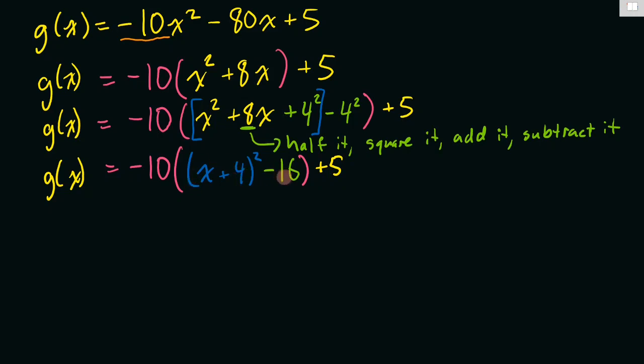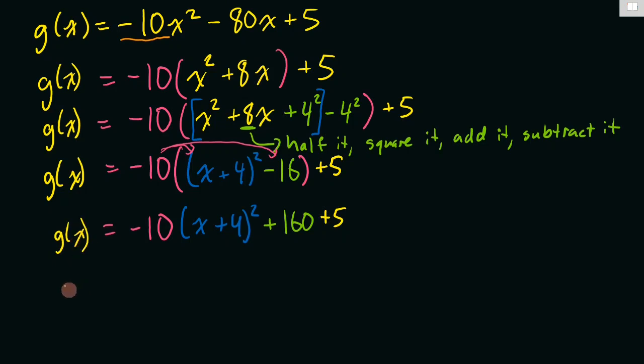Now we don't quite have it in vertex form because we've got this extra minus 16 inside the brackets. So what we're going to do is distribute our negative 10 across both of those things. So this is going to be negative 10 of our completed square, x plus 4 squared. And then negative times negative is positive. 10 times 16 is 160, plus 5. So last step, all we need to do is combine that 160 plus 5. So negative 10 times x plus 4 squared plus 165. And there we have it.